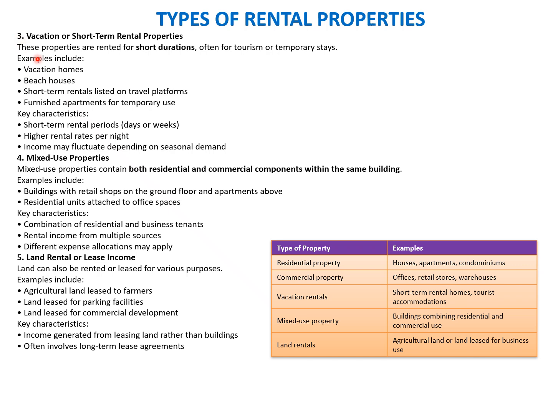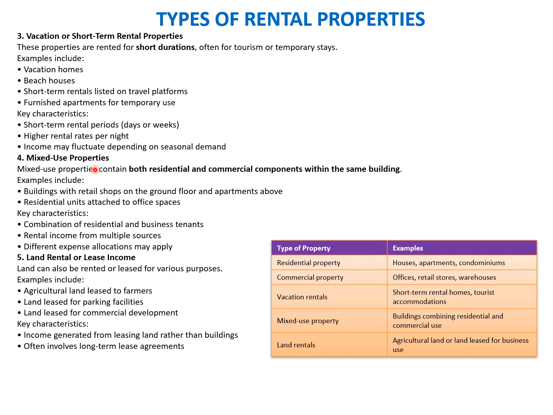The third category is vacation or short-term rental properties. These properties are rented for a short duration, often for tourism or temporary stays. Examples: vacation homes, beach houses, and short-term rentals listed on travel platforms. Key characteristics are short-term rental and higher rental rates per night. Income may fluctuate depending upon seasonal demand.